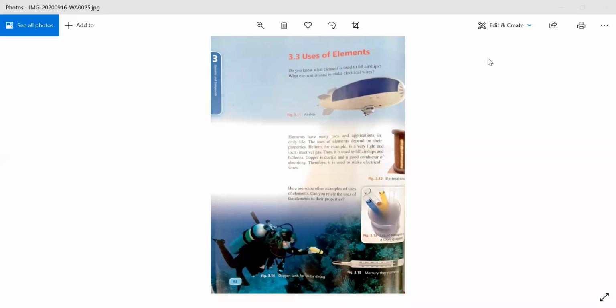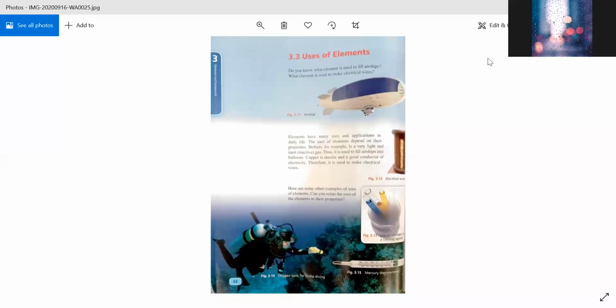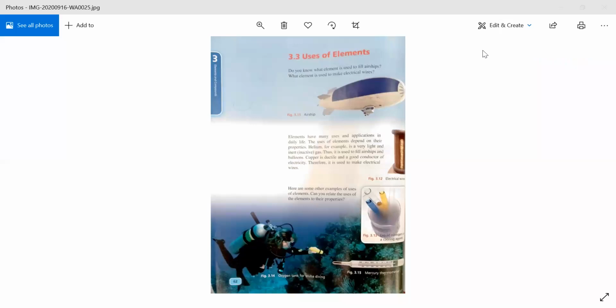Uses of elements. Do you know what element is used to fill airships? What element is used to make electrical wires? Elements have many uses and applications in daily life. The uses of elements depend on their properties.